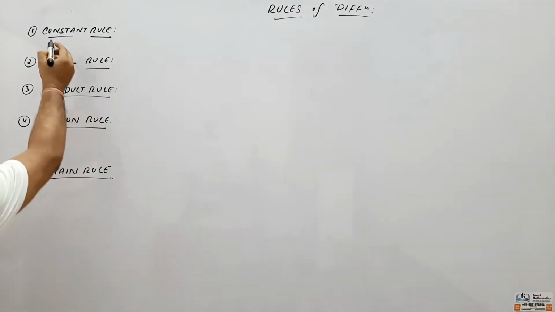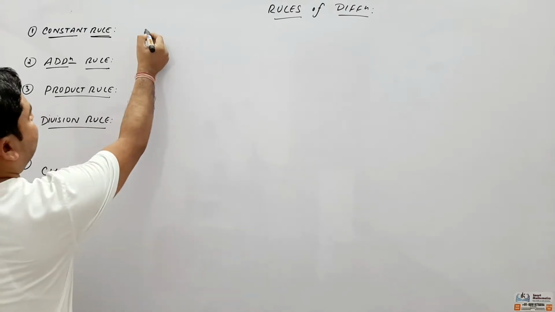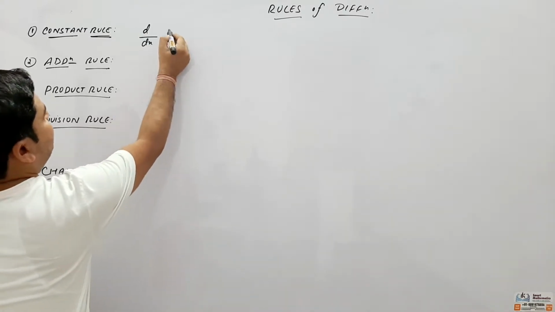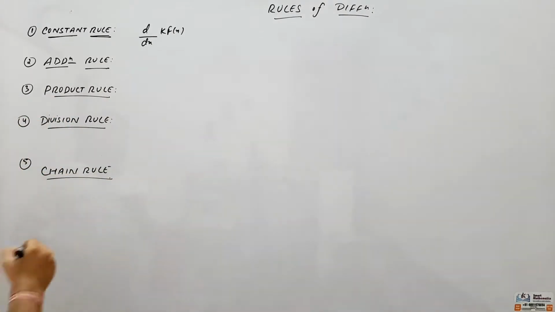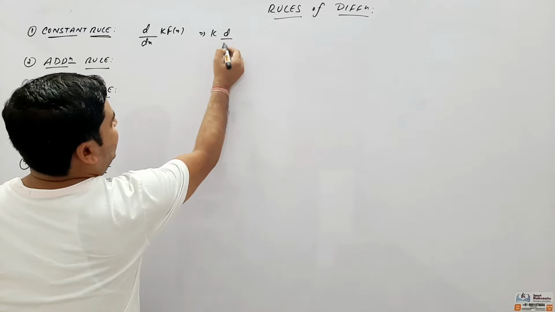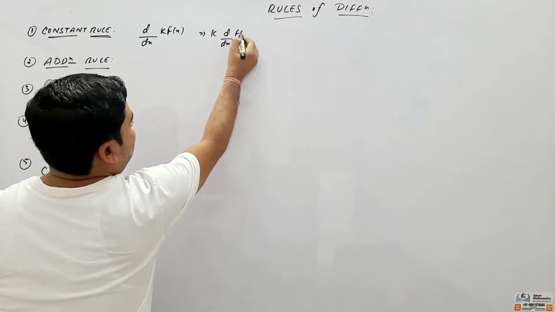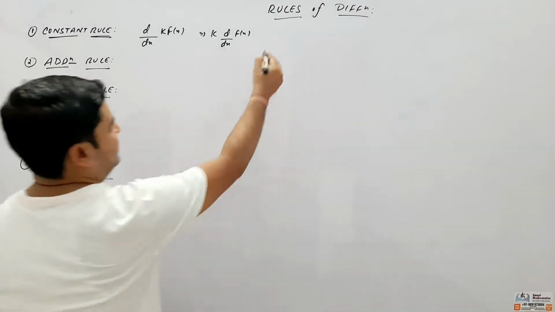The first rule is the constant rule. Suppose we have to differentiate a function f(x) with a constant k multiplied to it. The constant rule says that k comes outside and we will have to differentiate the given function by applying its formula. Okay, let us take an example.